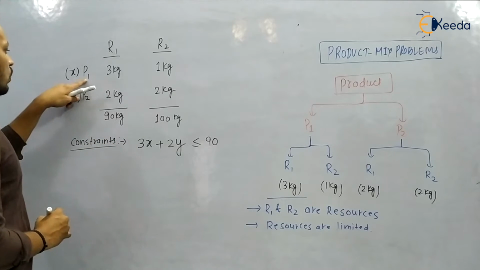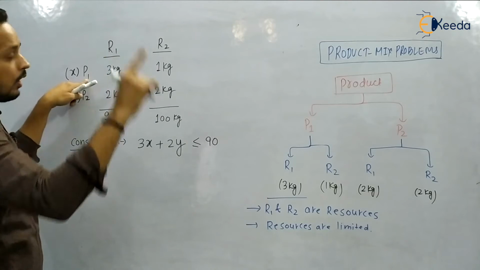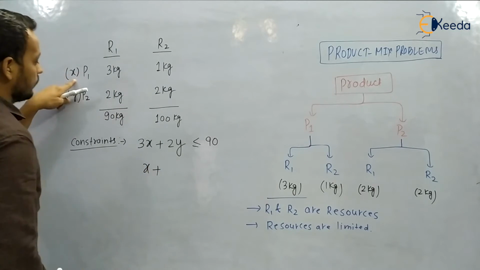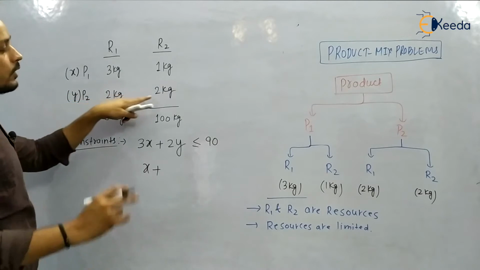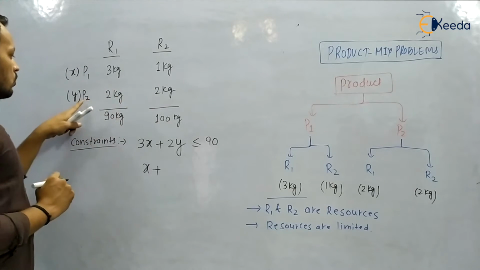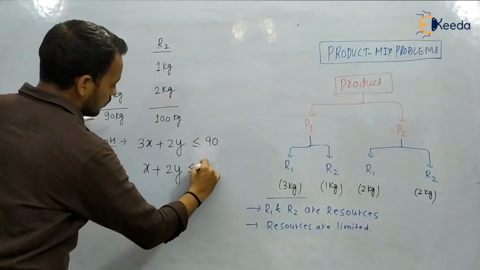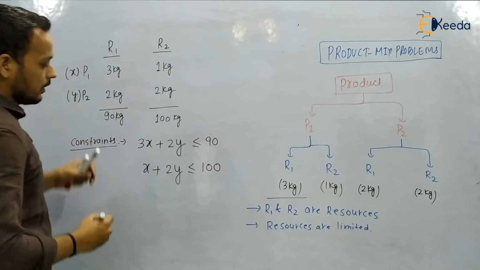Here see, 1 unit of P1 requires 1 kg of R2. So x units will require x kg of R2. 1 unit of P2 requires 2 kg of R2. So y units will require 2y, and the total R2 is less than or equal to 100. So we have formed the constraints.